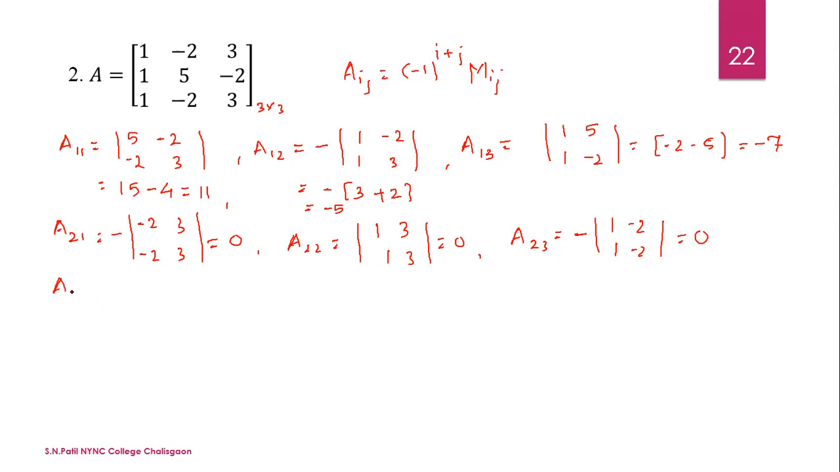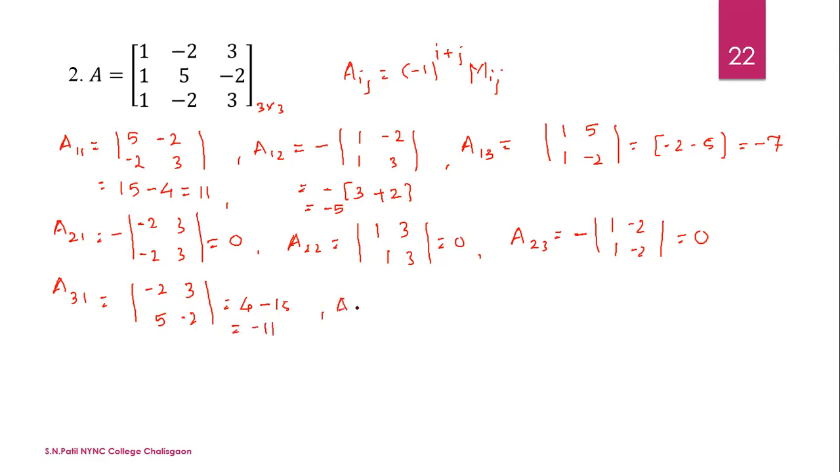Now next A31, third row of the first element. The addition is 4. Keep the sign as it is, positive. A31, this element. Deleting the column and row, the remaining matrix determinant is 2, 3, minus 2, 3, 5, minus 2. That is minus 2 into minus 2 plus 4 and minus 5 into 3, that is 15. We get here minus 11.